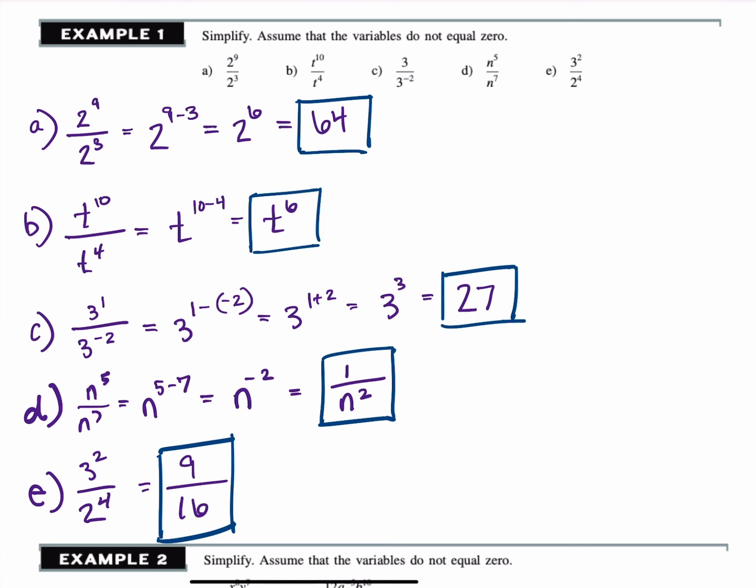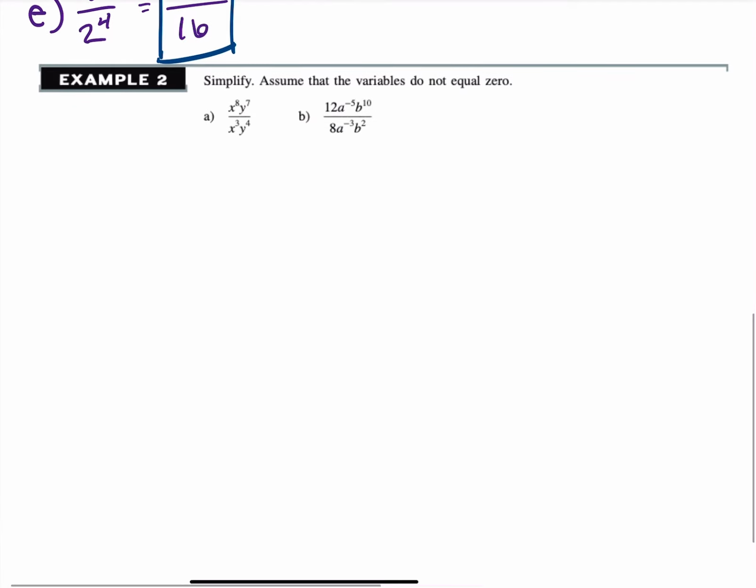So let's apply this to variables as well, maybe some more complicated expressions. So you might find this in the middle of some bigger algebra problem. We might end up with something messy like this: x to the 8th times y to the 7th over x cubed times y to the 4th. So we have 2 different variables and then some mixture of exponents. We want to simplify this.